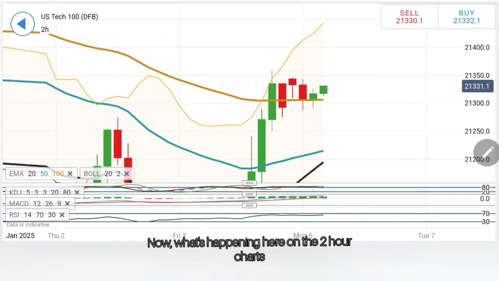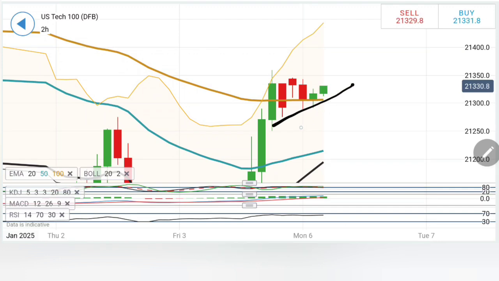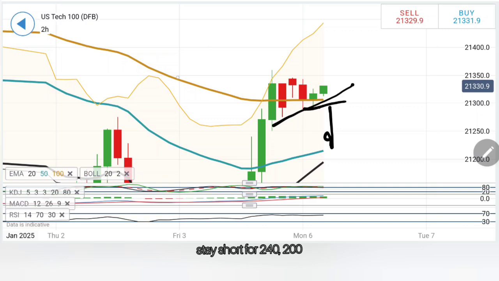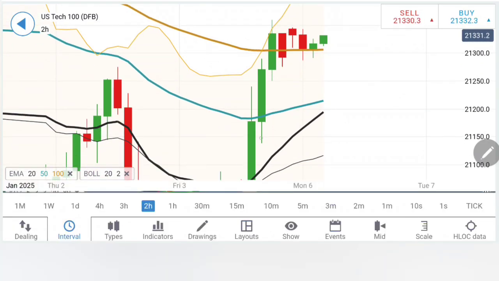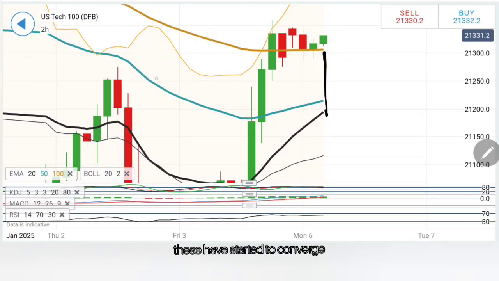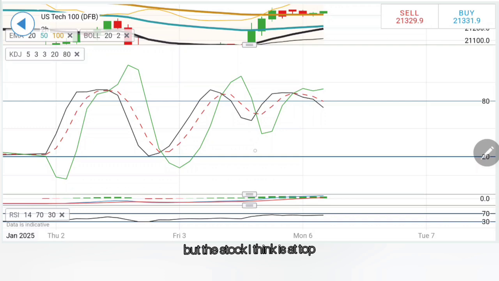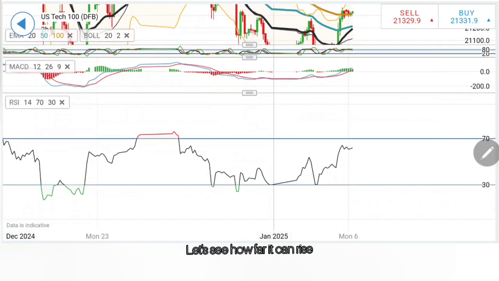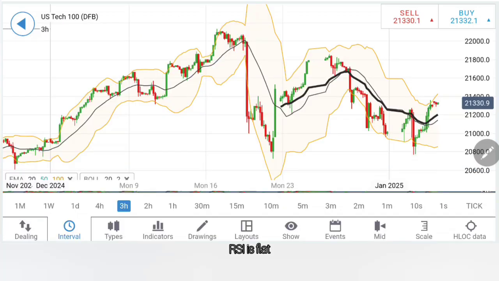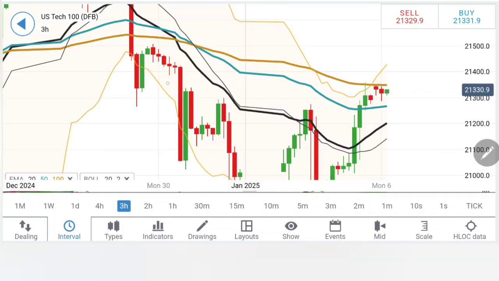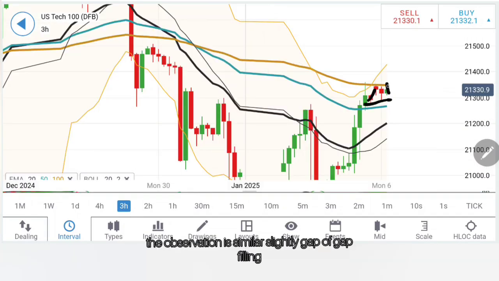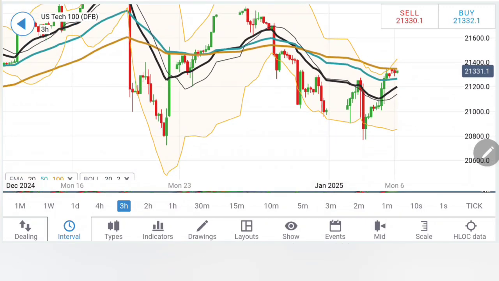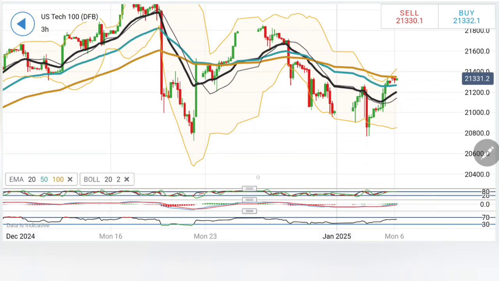Now what's happening here on the 2-hour chart? See, despite the higher lows, at any point of time, if you see it staying below 21,280, 270, stay short for 240, 200. If you look at the moving averages, these have started to converge, which is a good sign for the bulls. But the stochastic is at the top. The MACD has also retraced sharply. Let's see how far it can rise. RSI is flat. On the 3-hour charts, the observation is similar, slightly gap filling and now trying to bounce back. However, I will only recommend you buy above the 21,360 and 21,400 zone.